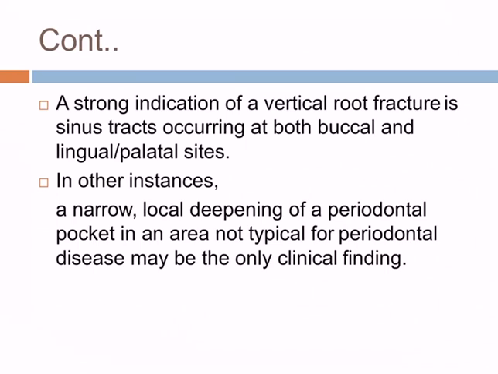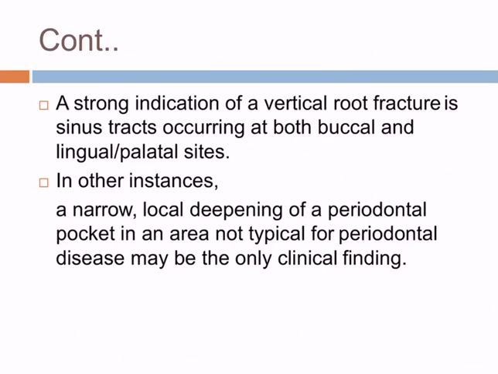So if the sinus is on both the buccal and the lingual or palatal side, that means it is on both the sides: vertical root fracture. In other instances, what you can observe is a narrow local deepening of a periodontal pocket in an area not typical for periodontal disease, which may be the only clinical finding.